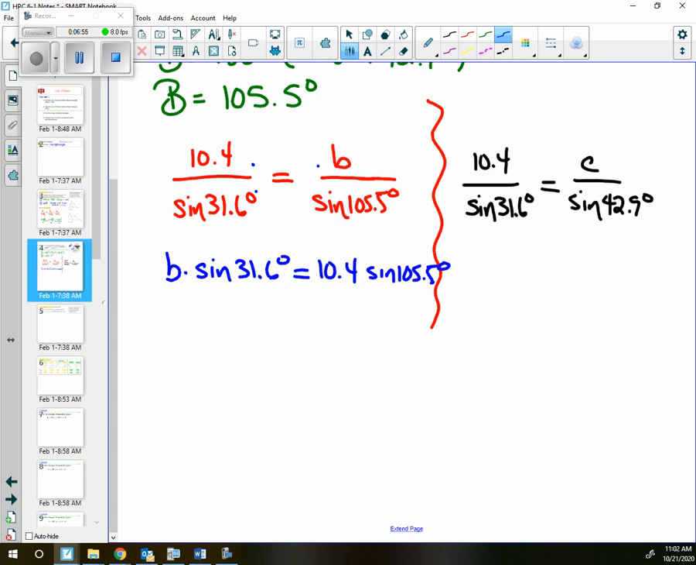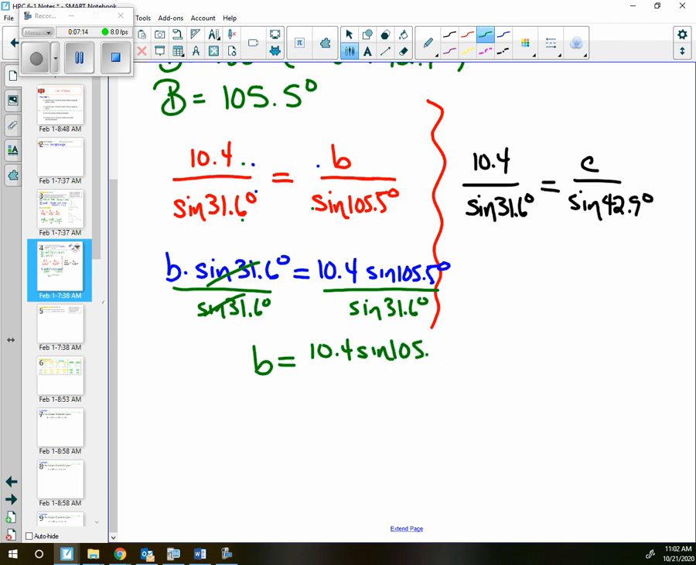And then how do you get the b by itself? Well, you would just divide. So divide by the sine of 31.6. So normally I will just go right to this final calculation, because every single time we solve a proportion, we do the same thing. We multiply and then we divide. So what you're going to type into your calculator then would be 10.4 times the sine of 105.5 divided by the sine of 31.6. So it's a pretty quick calculation.